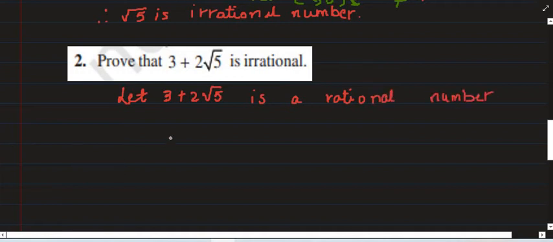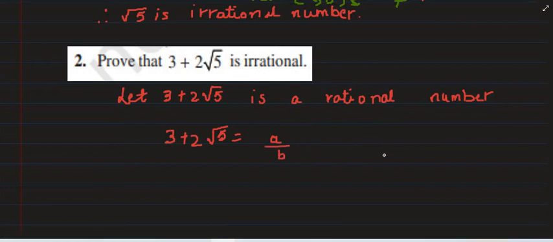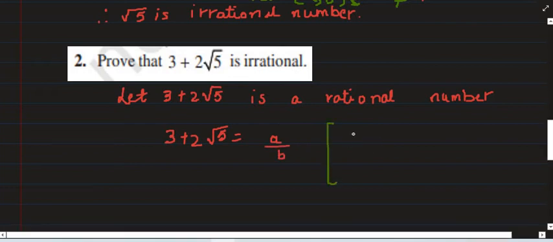So we can say that 3 plus 2 square root of 5 should be equal to a by b, where it is satisfying all the conditions that a and b belong to integers, b is not equal to 0, HCF of these two numbers a and b is 1, that is, these two are co-prime numbers.